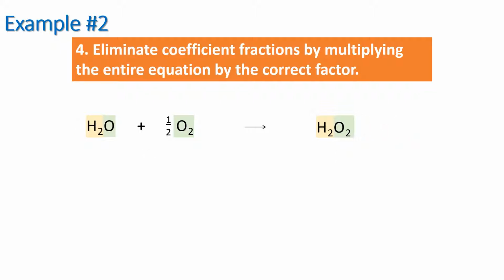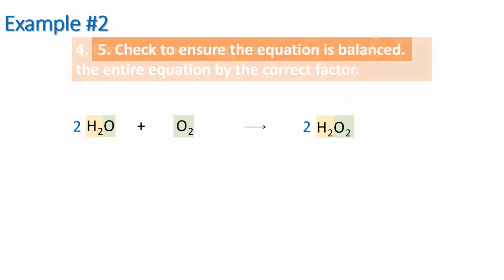Multiplying everything by 2 is going to give us 2 water molecules. And here, if we multiply that 1/2 coefficient by 2, it'll give us 1. And I'm not going to write that coefficient in. It is implied by virtue of the fact that we have the O2 present. And lastly, it'll give us 2 hydrogen peroxide molecules. And with that, we're done with rule number 4.